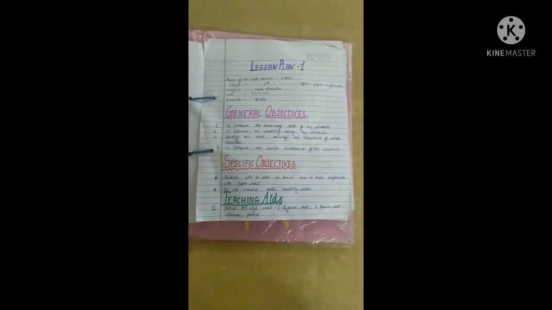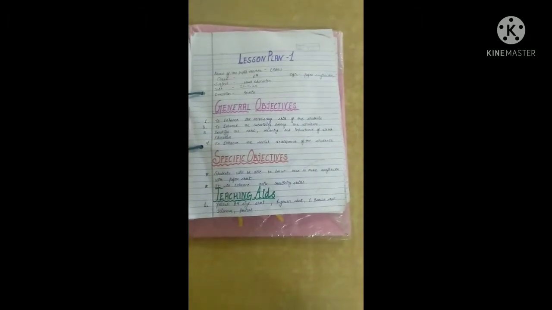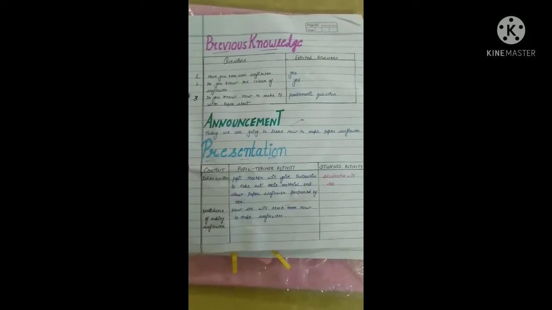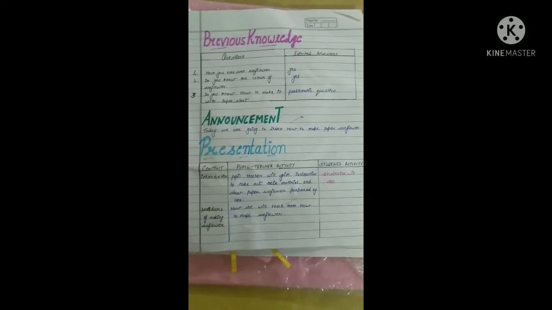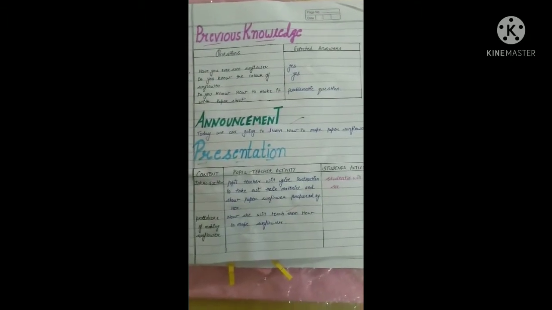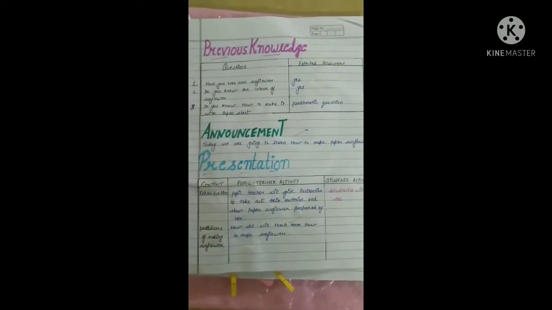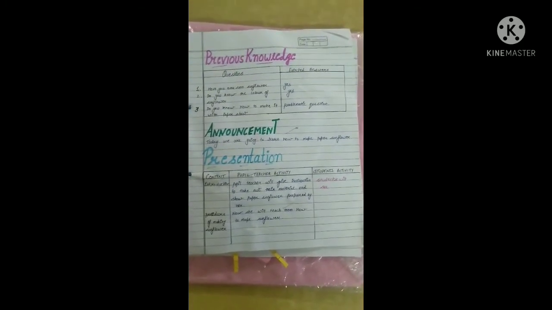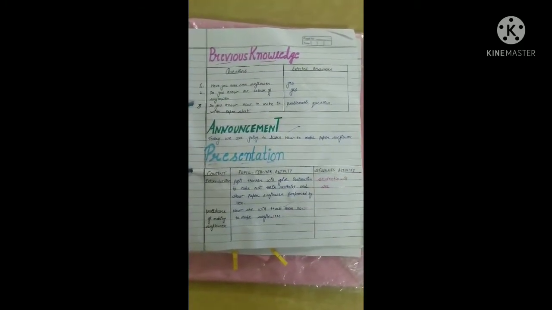After specific objectives, we need to write teaching aids. Whatever teaching aids you are using, please mention it. The next step is previous knowledge. After previous knowledge, we need to write announcement. After announcement, we need to write presentation.